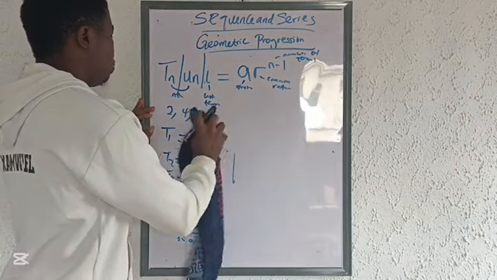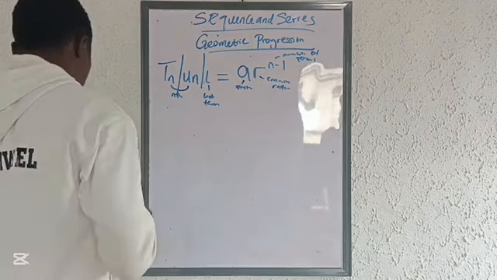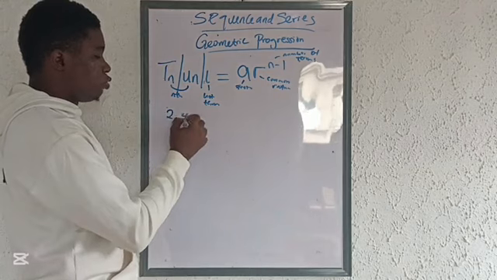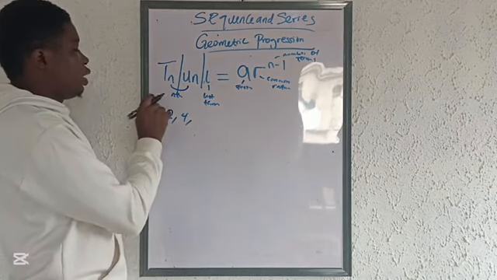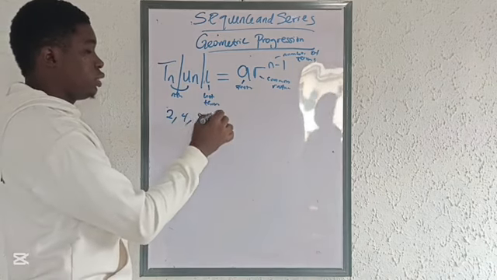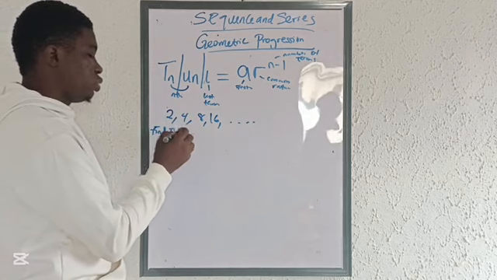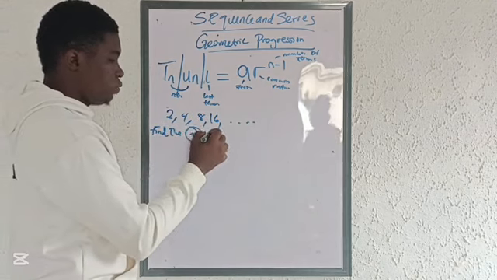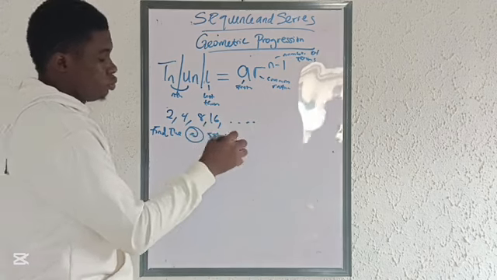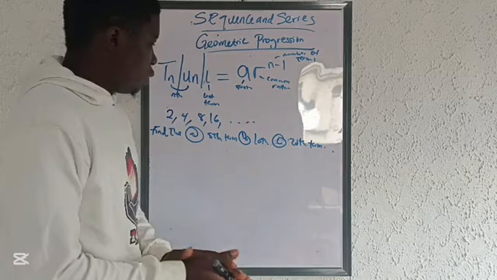I'll use something similar to what we did in arithmetic progression: 2, 4, 8, 16. Find the fifth term, the 10th term and the 20th term.